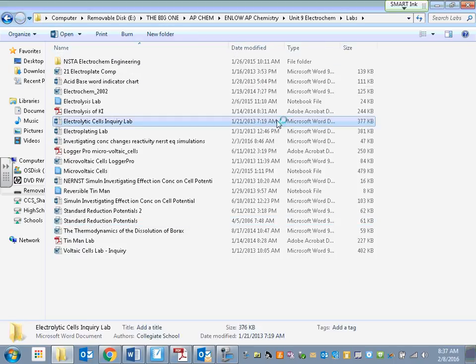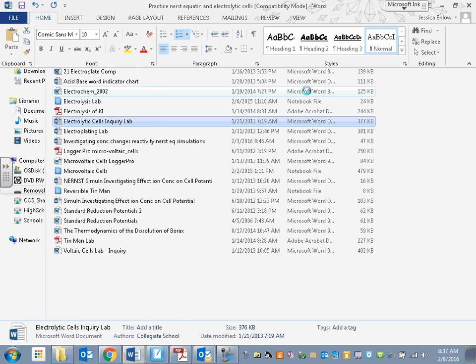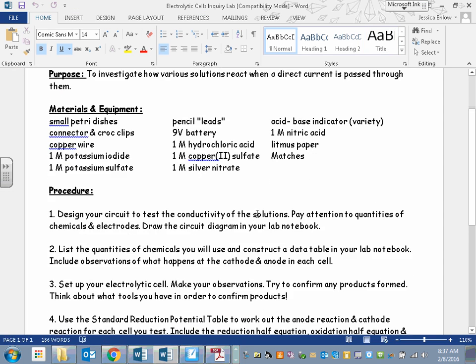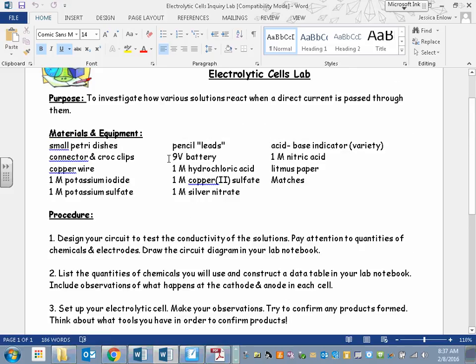So electrolytic cells. What page is it? Page 26. So these are the cells. Ready? Potassium iodide, potassium sulfate, hydrochloric acid, copper sulfate, silver nitrate, and nitric acid. 1, 2, 3, 4, 5, 6. 6 cells, okay? So I'm just going to go in order, guys. It doesn't matter which cell you have. You're just designing it for one.